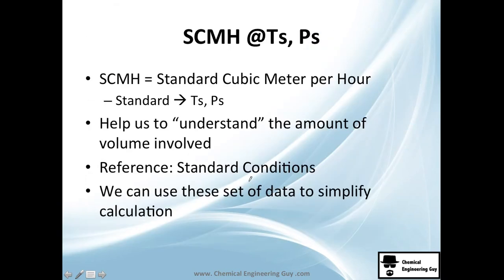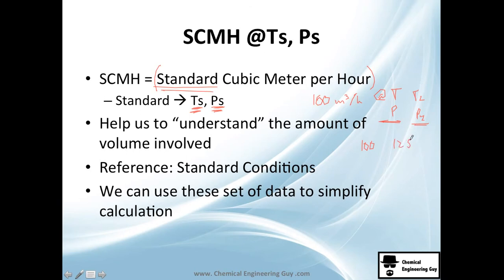Now, why do we see this? Because we're going to see a lot of units like standard cubic meter per hour. What does this standard mean? It means that it is given at a certain temperature and a certain pressure. It will also help us to understand the amount of volume involved, because if I tell you I have 100 cubic meters of something per hour, it could be any temperature, any pressure, and you cannot compare it with other gases at other temperatures and pressures. So using standard cubic meters per hour, you will be able to compare easily.